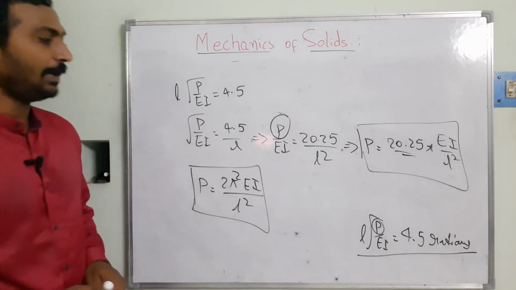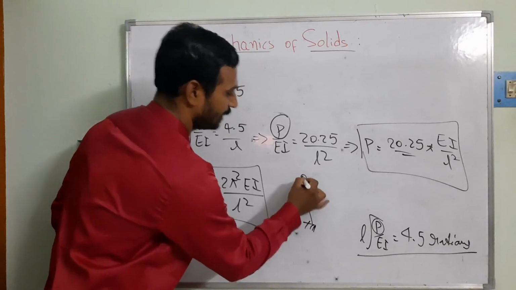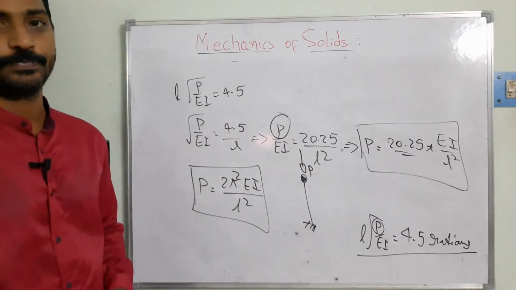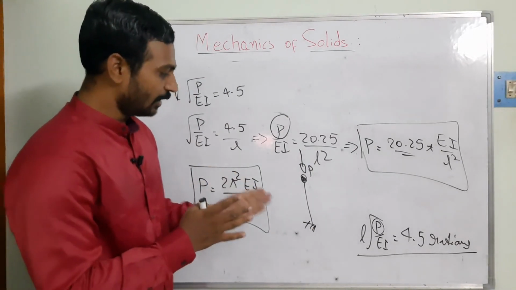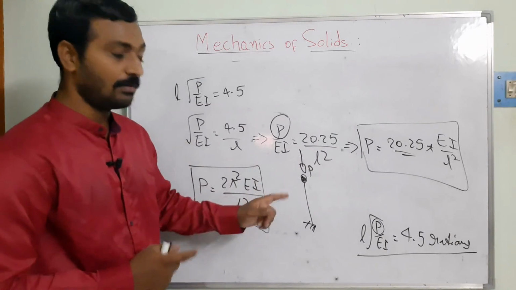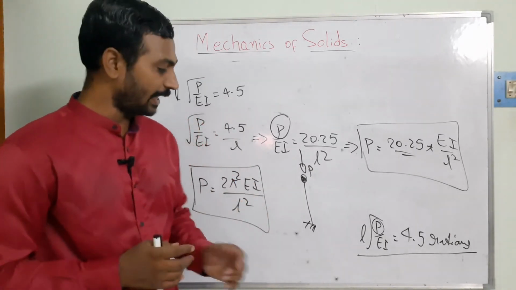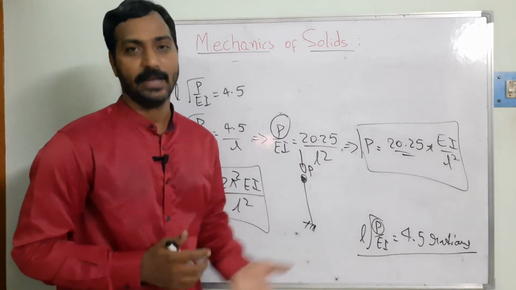So this is the crippling load when one end of the member is fixed, the other end is hinged, and the load is acting in the axial direction. I hope you are able to understand how to develop a mathematical model for analysis of a column subjected to axial loads, with boundary conditions where one end is fixed and the other end is hinged or pin end.